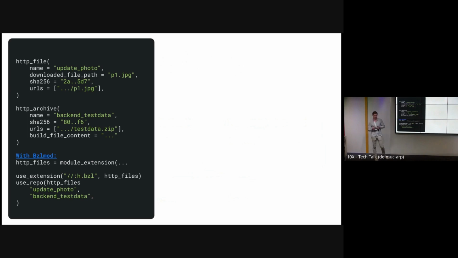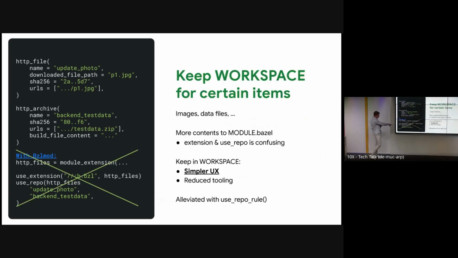Another design decision we looked at is, what repository rules do we want to use in module.bazel, and which ones are a little inconvenient to use? Here's an example of an extension that we would use to load some HTTP files, for example, maybe some test data or some images. It's a little toilsome. You have to add a use_repo call, and you have to add the artifact to an HTTP archive. So we decided to not use Bzlmod for these dependencies.